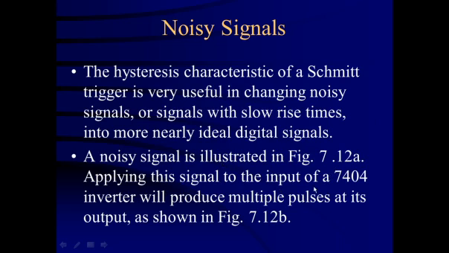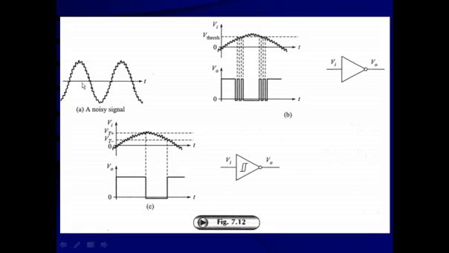Applying this signal to the input of a 7404 inverter will produce multiple pulses at its output, as shown in figure 7.12b. So this kind of noisy signal is with you. That means the input is continuously changing like this one. This kind of input signal you are giving to the 7404, which is a normal inverter. Input is low, output will be high. Input is high, output will be low. So when the input is crossing some threshold, the output is also changing, and this kind of multiple pulses is going to occur at the output.